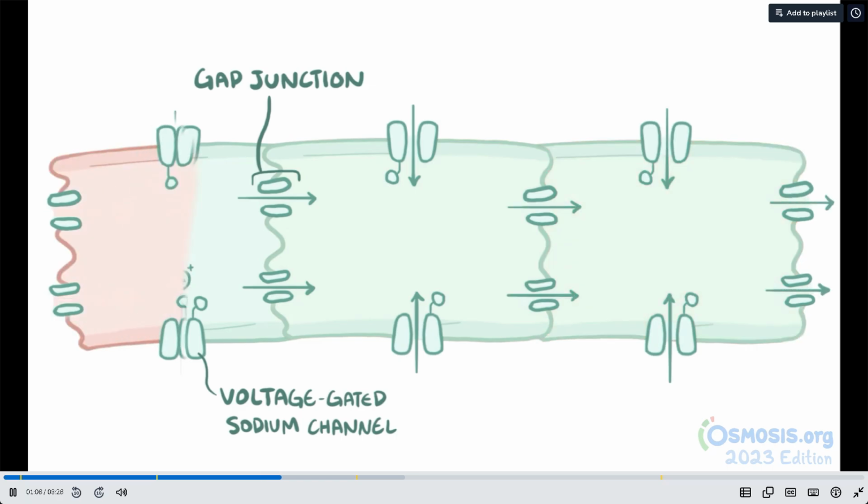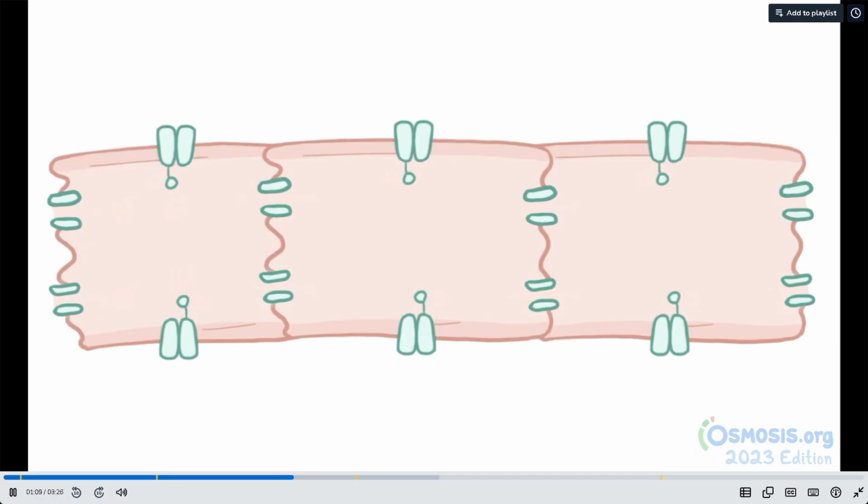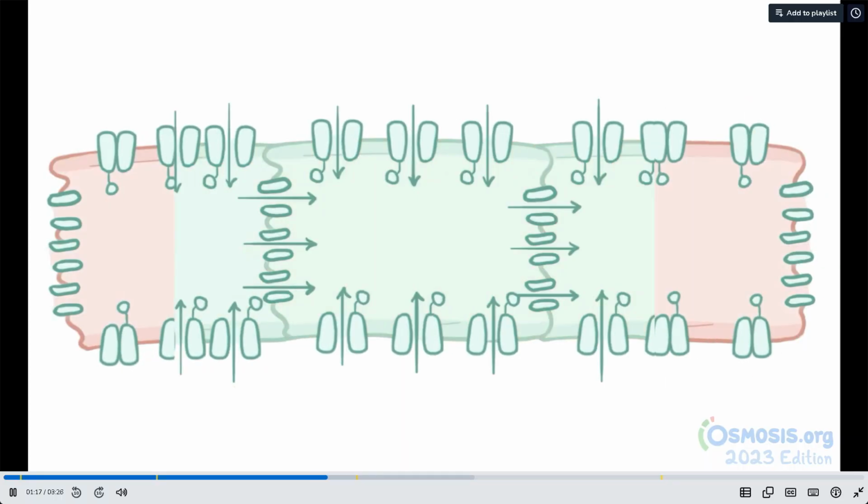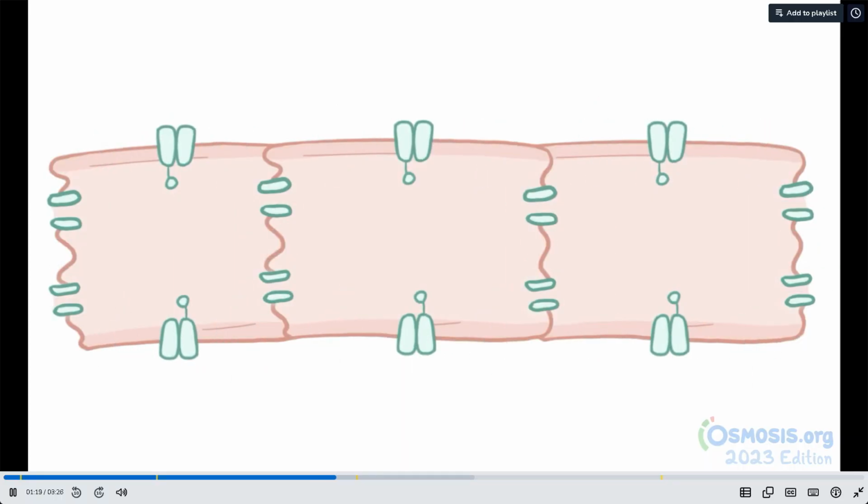Ultimately, these cellular processes determine how fast or slow a depolarization wave will move across different types of tissue. More sodium channels and gap junctions speed up the depolarization wave, and fewer gap junctions and sodium channels slow down the depolarization wave.